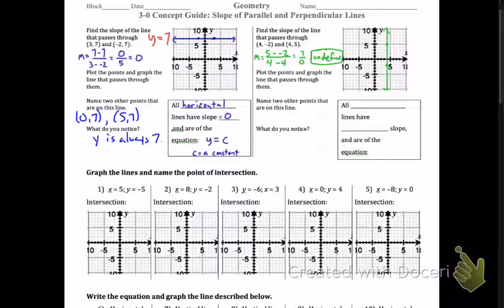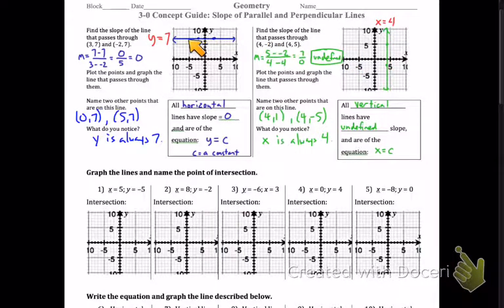Name the other points that are on the line. Well, 4, 1, and 4, negative 5 are the 2 that I chose. You could have chosen whichever ones you want. Well, what do you notice? This is 4, negative 2, 4, 5, 4, 1, 4, negative 5. All of the x's are 4. So we have a vertical line. There's no slope. The slope is undefined, and it's the equation x equals something. In this case, this is a line x equals 4.